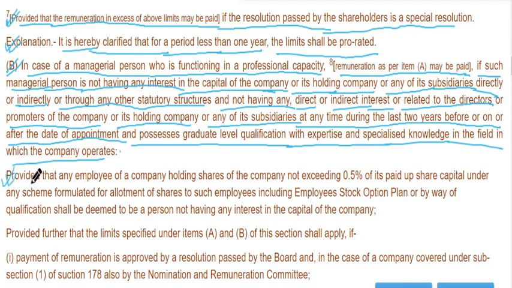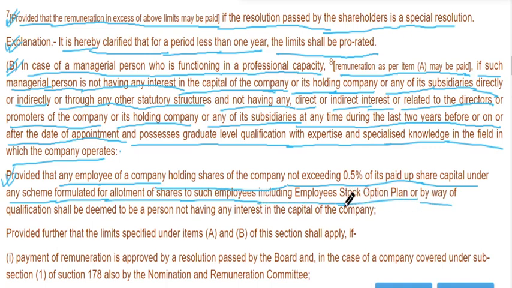There is a proviso which states that any employee of a company holding shares of a company not exceeding 0.5% of its paid up share capital under any scheme formulated for allotment of shares to such employee, including employee stock option plan or by way of qualification, shall be deemed to be a person not having any interest in the capital of the company.